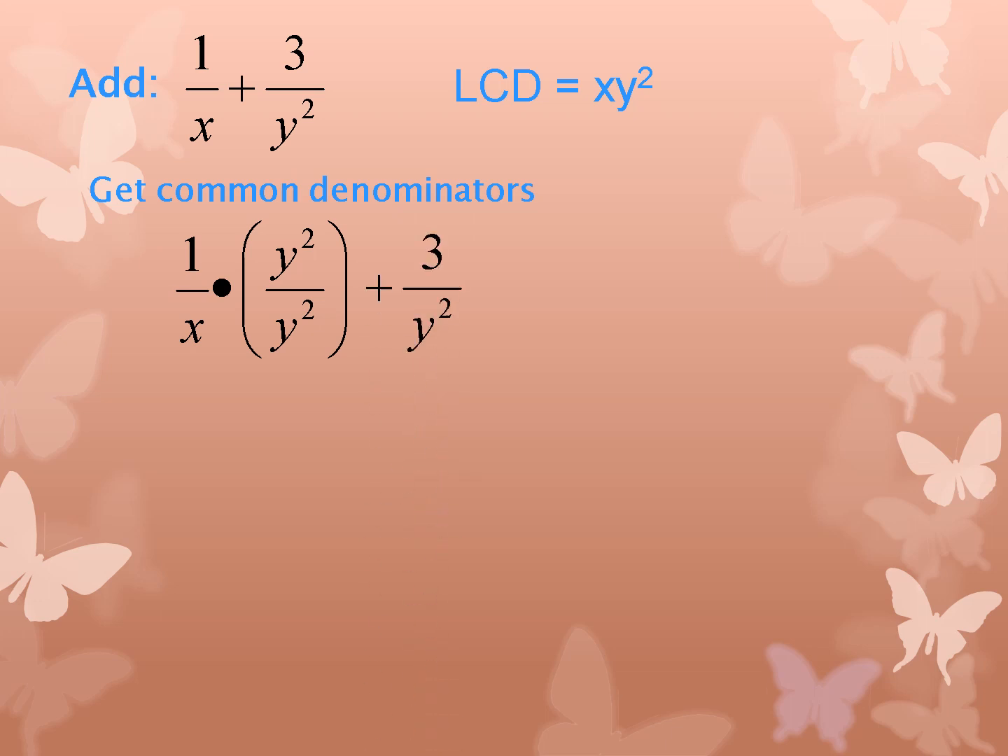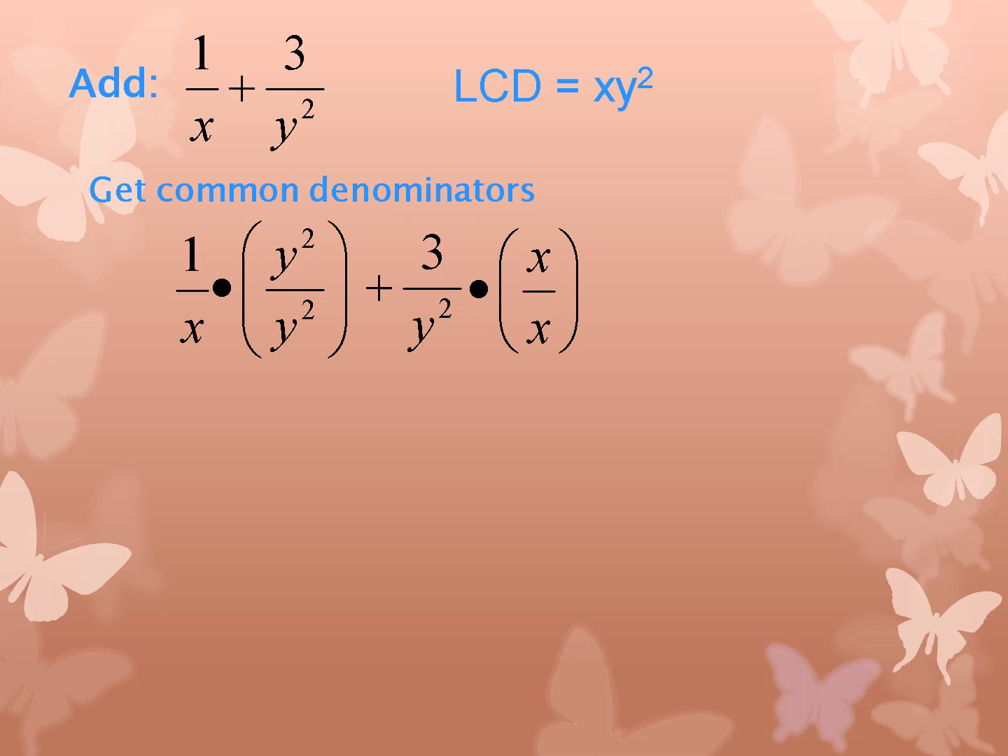It's 3 over y squared. Well, from that denominator, we're missing the x. So we're going to do what we did for the last term. We're going to multiply top and bottom of that fraction by x over x. Again, that's 1. So we're not changing the value, we're just changing the way it looks.